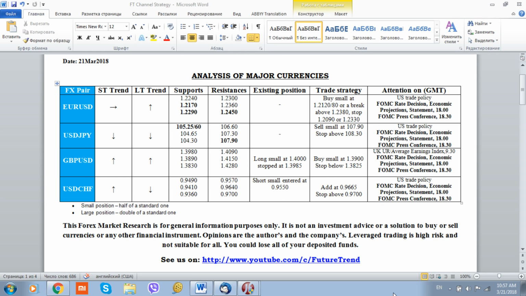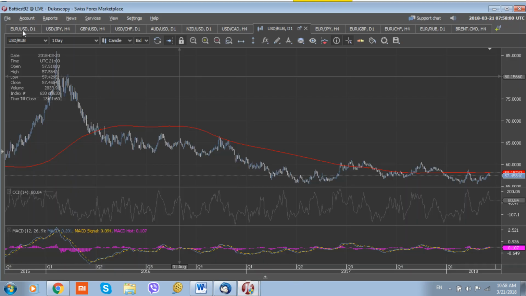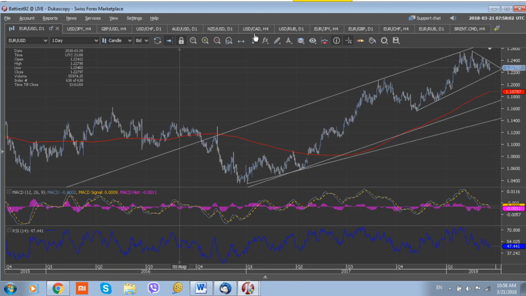Regarding today's analysis of major currencies, as you can see, euro dollar, we still suggest to buy it on a possible dip to a longer term uptrend line, which intersects around 1.2170. That's why we will try to enter a new long in the currency in the case of a possible retest of this uptrend line.